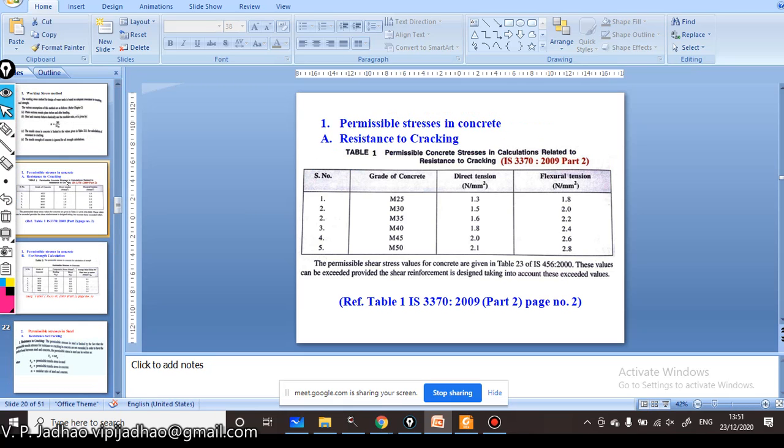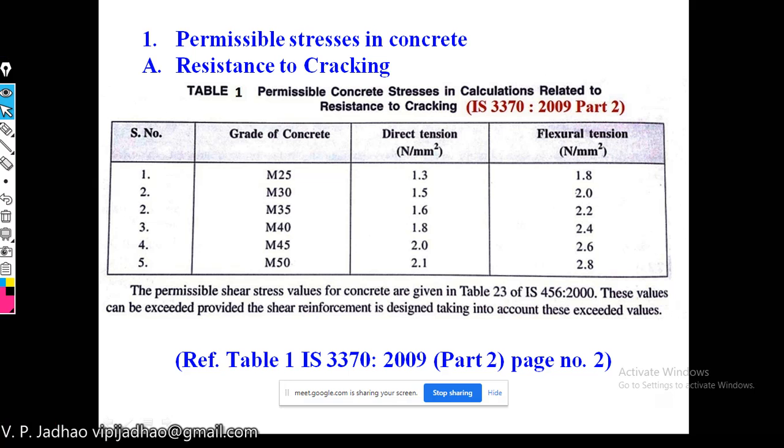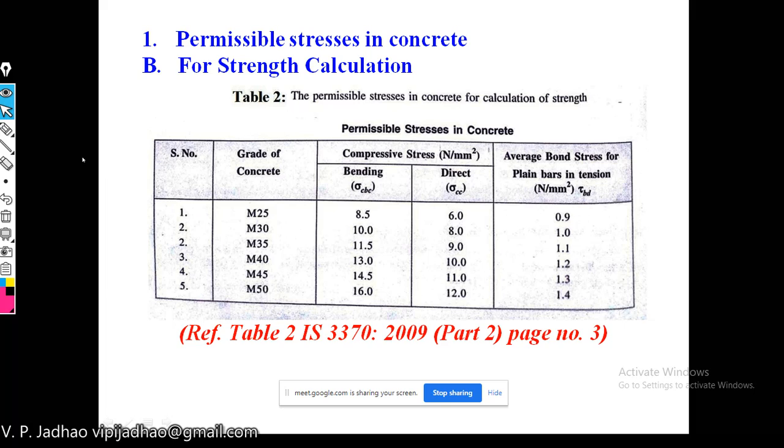Also I have taken this out here. So for M30 grade of concrete, the value of sigma CBC, these values are given in IS 3370. You can see here the value of sigma CBC is 10 Newton per mm square. So we'll take sigma CBC is equal to 10 Newton per mm square. So we got first value.